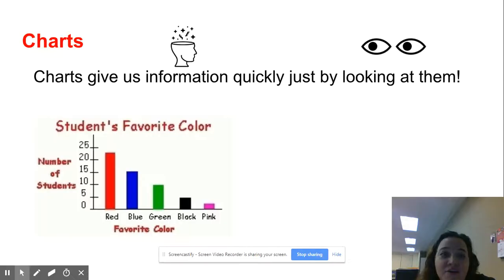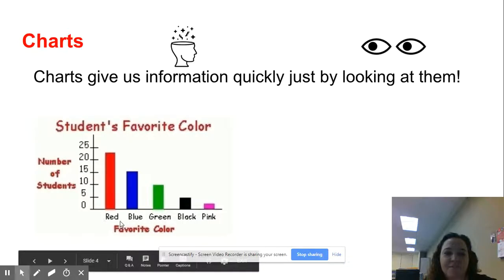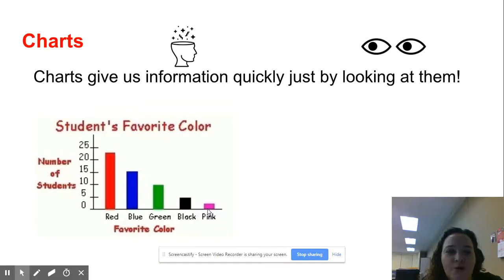This chart is titled Student's Favorite Color. You can see right away, I can tell that of all the students that were asked, the most favorite color was red. The least favorite color was pink. What's your favorite color? Is it on there?